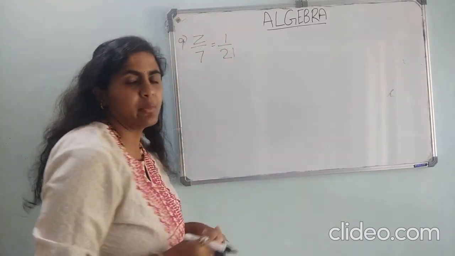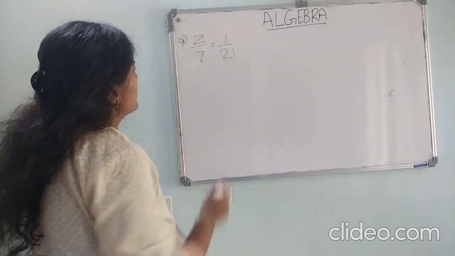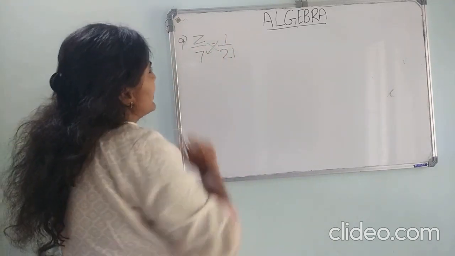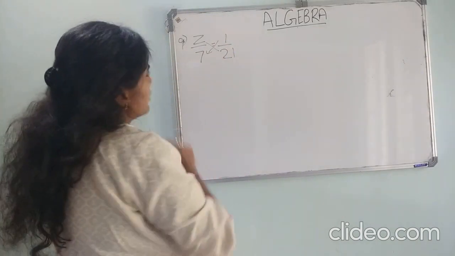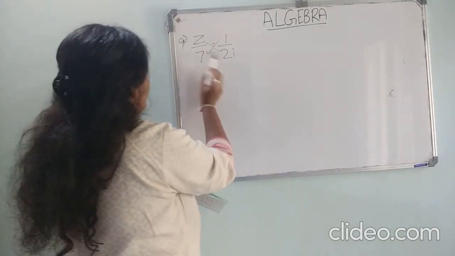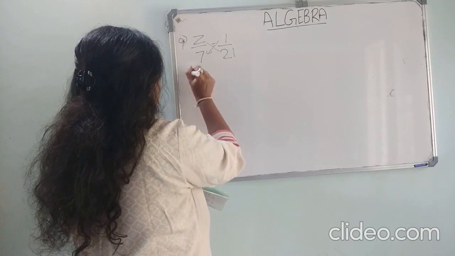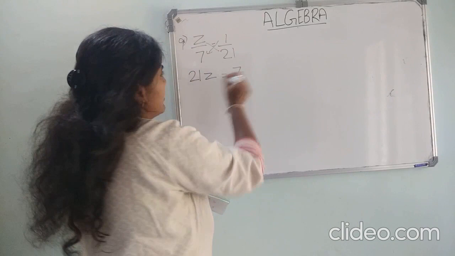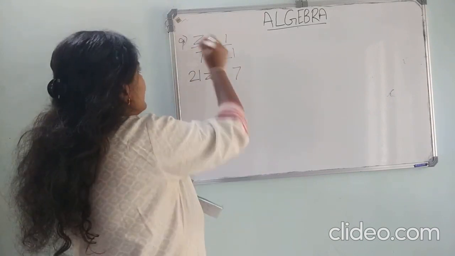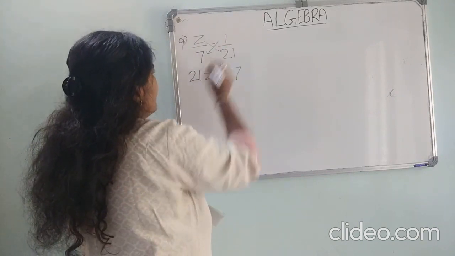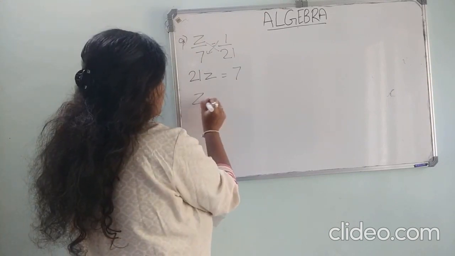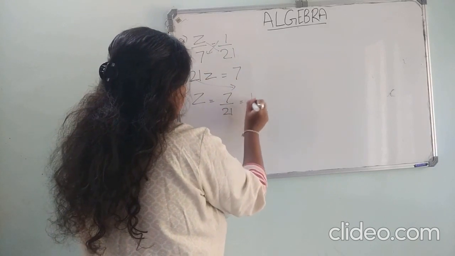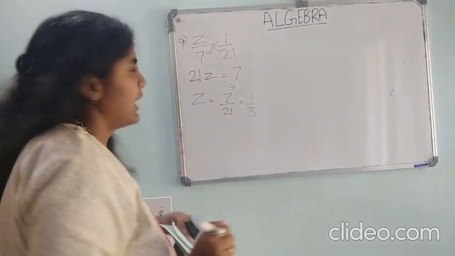Okay. This is another type of sum we will get. So here what we have to do? We have to do cross multiplication. So z by 7 is equal to 1 by 21. We have to do cross multiplication here. So z into 21, 21z is equal to 7 into 1, which is 7. So z is equal to 7 over 21. 1 by 3 will be the answer.